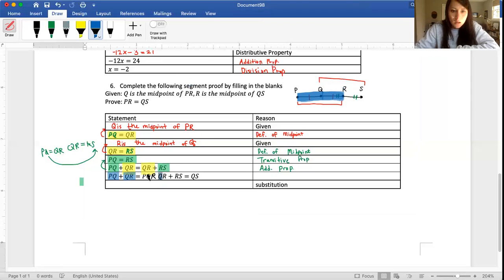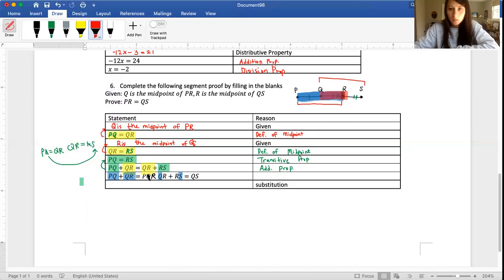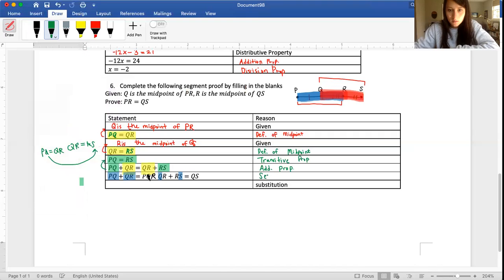And then we look at this again. QR plus RS equals QS. So see how Q is here, S is here, and R is in between? That's saying I've got QR plus RS equals this entire thing. So that conclusion is made because when I add two segments together, that equals the entire segment. So this is called the segment addition postulate.